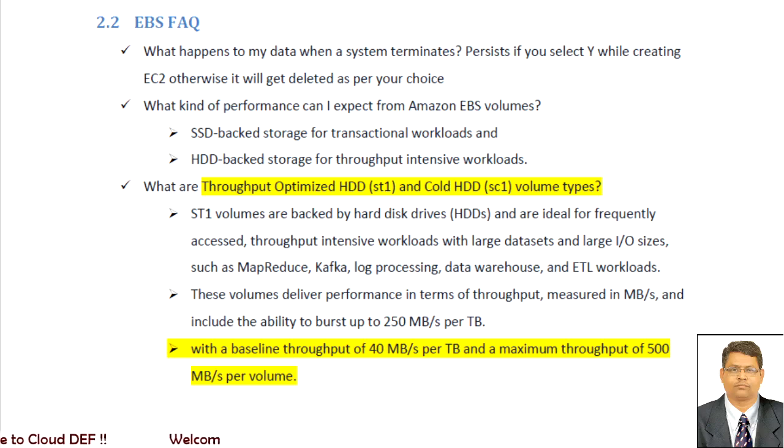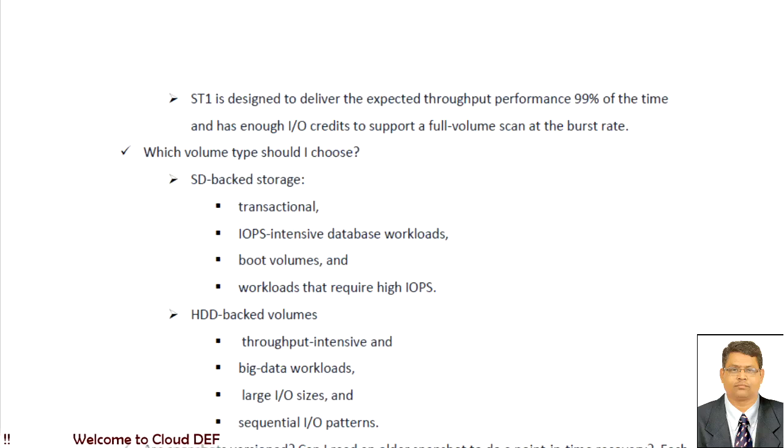These volumes deliver performance in terms of throughput, measured in MB/s, and include the ability to burst up to 250 MB/s per TB, with a baseline throughput of 40 MB/s per TB and a maximum throughput of 500 MB/s per volume. ST1 is designed to deliver the expected throughput performance 99% of the time and has enough I/O credits to support a full volume scan at the burst rate.